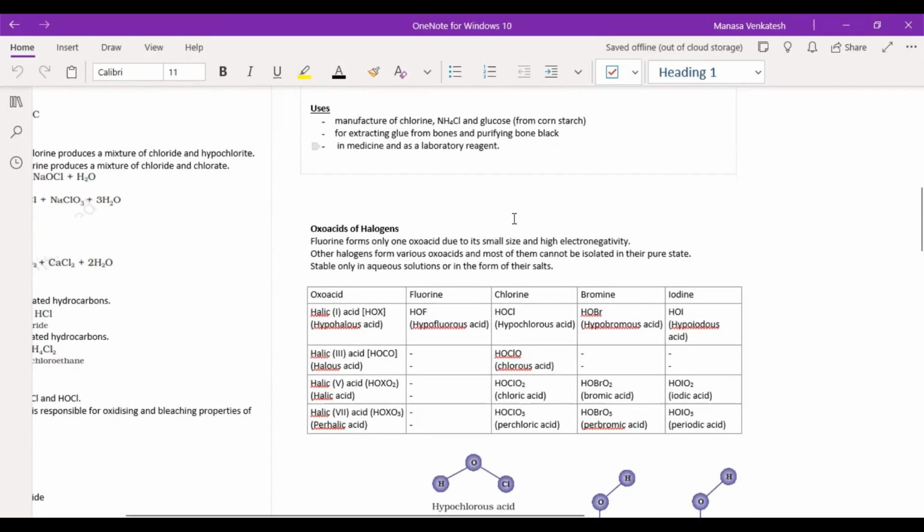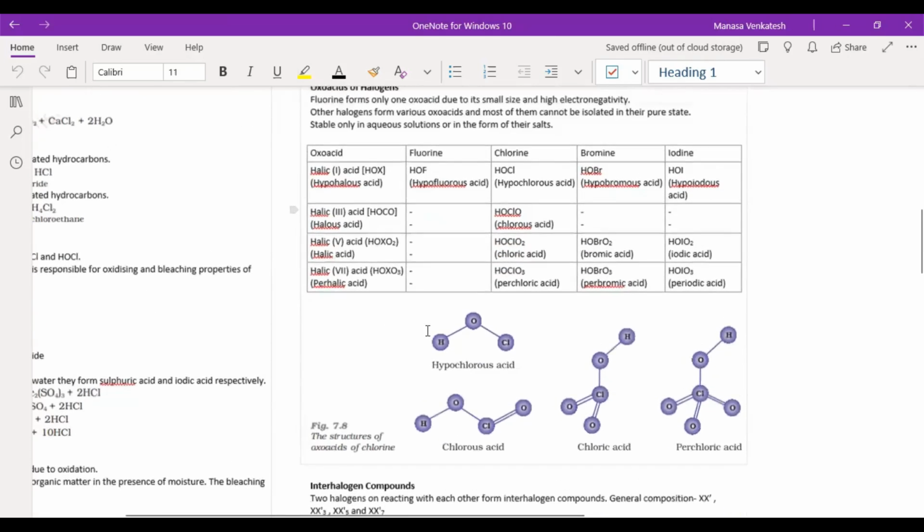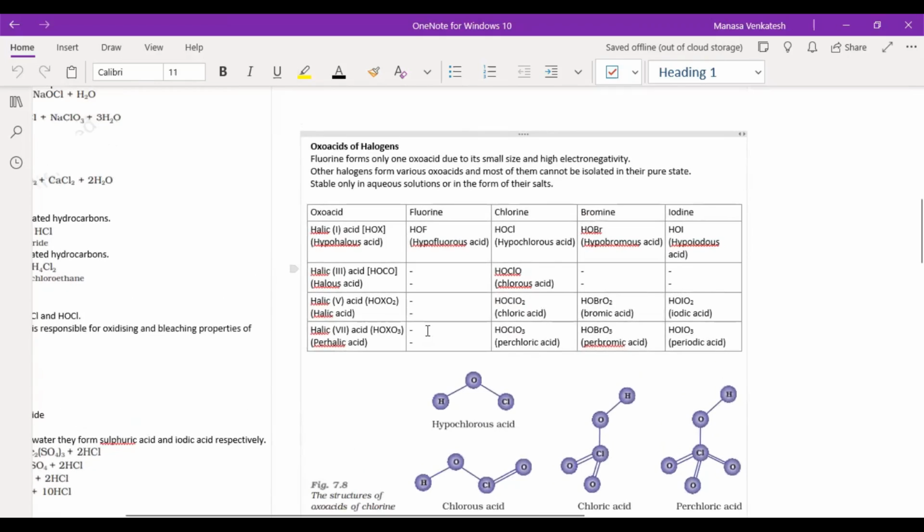Next is the oxo acids of halogens. Fluorine can only form 1 oxo acid because of its small size. The remaining halogens form other oxo acids, and these oxo acids cannot be isolated in the pure state, so they are isolated in aqueous medium or as their salts. So here in this table you have the oxo acid and the general formula.